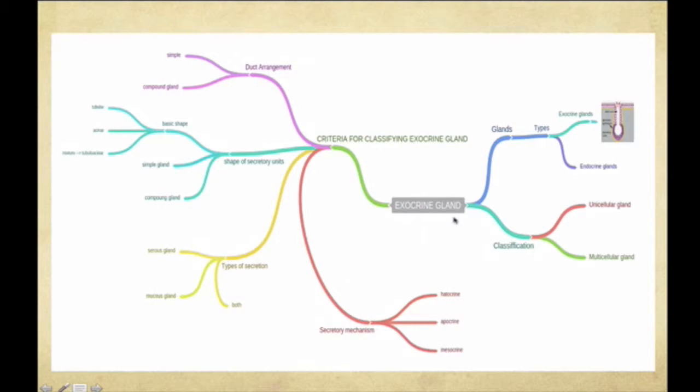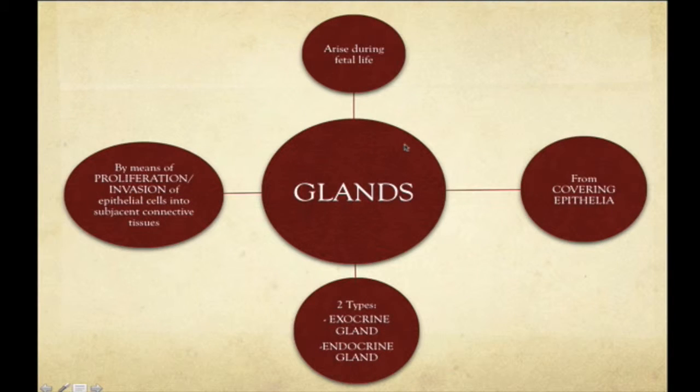This is our mind map regarding the exocrine gland, and I will be explaining about the glands and types of glands. Epithelia is divided into two main groups according to their function and structure, which are covering epithelia and glandular epithelia. Glands arise during fetal life from the covering epithelia by means of proliferation or invasion of epithelial cells into subjacent connective tissue. There are two types of glands, which are exocrine gland and endocrine gland.